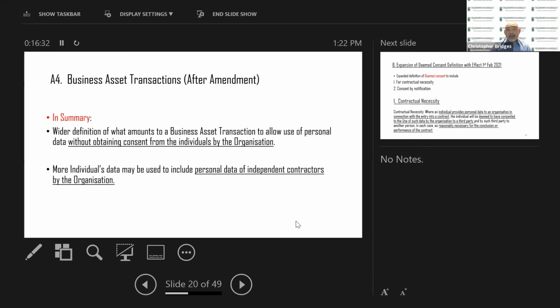Business asset transactions is also a major expansion of the PDPA. It gives a wider definition of what amounts to a business asset transaction to allow use of personal data without obtaining consent. Okay, and it extends to the personal data of independent contractors engaged by your organization. So assuming that there's a merger between two separate organizations, the business asset transaction now allows each respective organization to disclose their independent contractors' personal data as well.